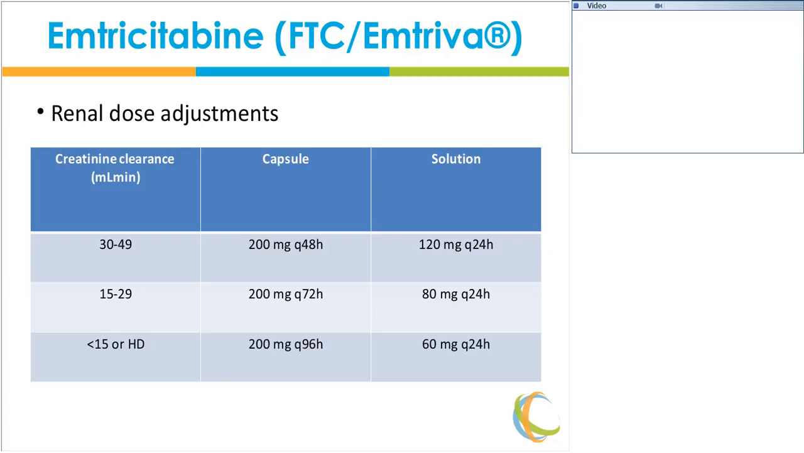For example, if you have a patient with an estimated creatinine clearance of 20, they will fall within this category. They will need to take 200 milligrams every 72 hours of the capsule, or if they are taking the solution, they can take 80 milligrams daily. For this medication, it is also recommended to give the doses after hemodialysis on dialysis days. These slides with the dose adjustments can also be used for future reference, and I would recommend referring to this or the pocket cards when you are dosing your patients with renal impairment.